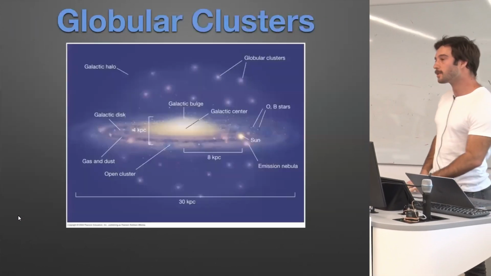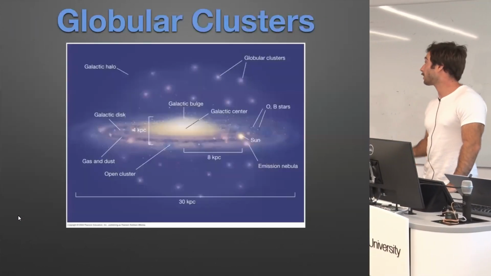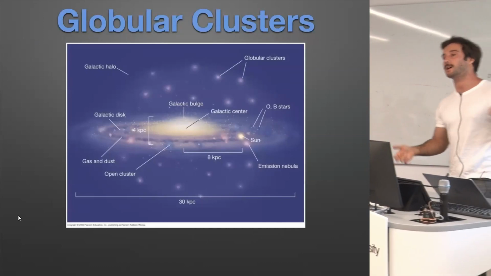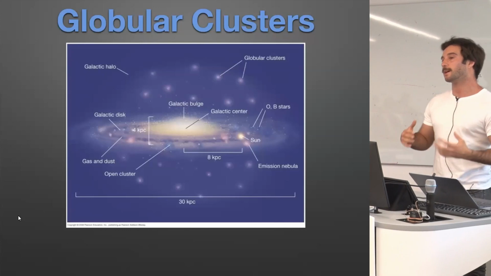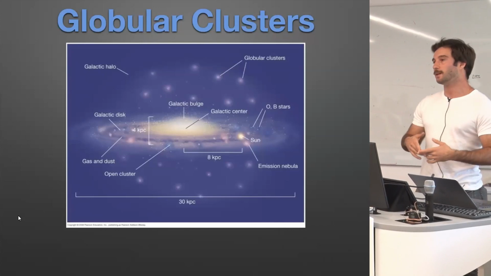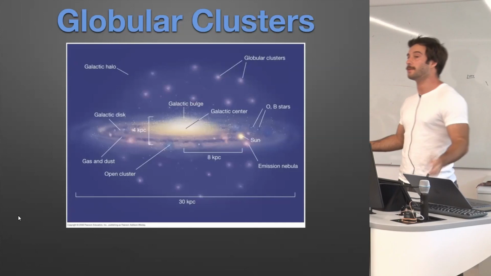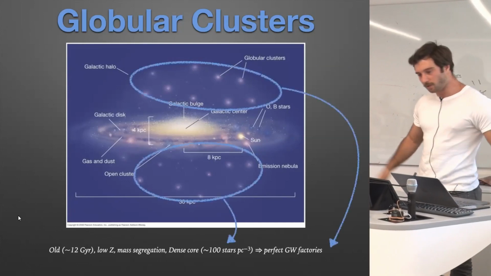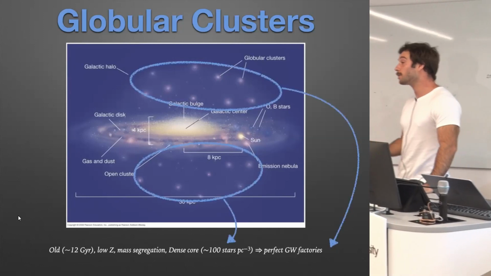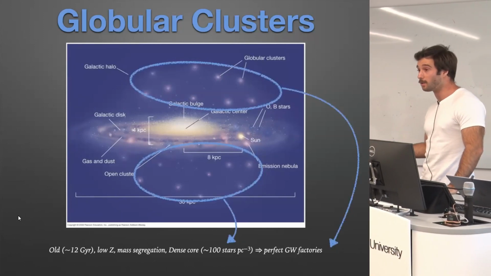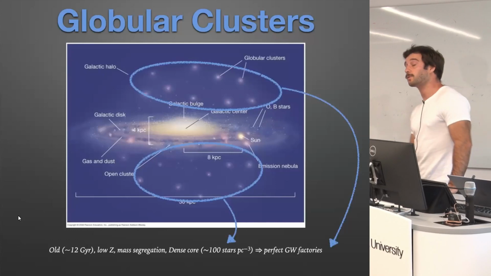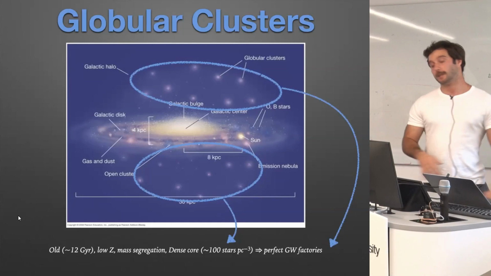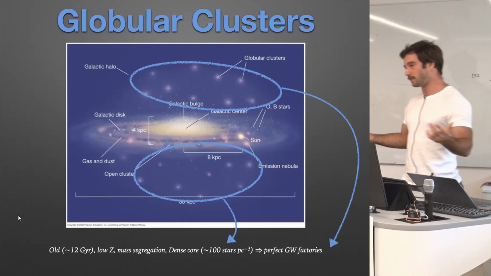So as I said, I mainly care about globular clusters specifically. For those of you who don't know, globular clusters are dense spherical collections of stars that tend to orbit in galactic halos. For example, the Milky Way has of order 150. And these are pretty cool because they're quite old. The stars can be around 12 gigayears old. They have quite low metallicities due to that age. And they display what we call mass segregation.